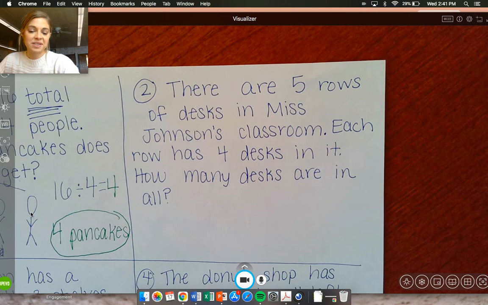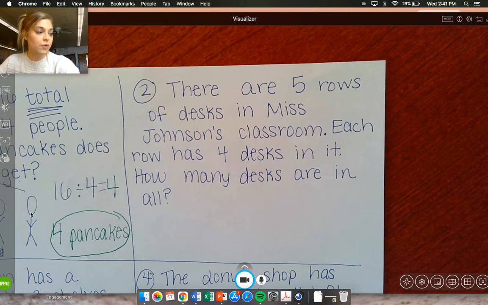There are 5 rows of desks in Miss Johnson's classroom. Each row has 4 desks in it. How many desks are in all? Okay, so I am seeing that I have 5 rows of desks, and each row has 4 desks. How many desks are in all? So do we know the total number, or do we not know the total number? Do we know the number of desks that are in all, or do we not?